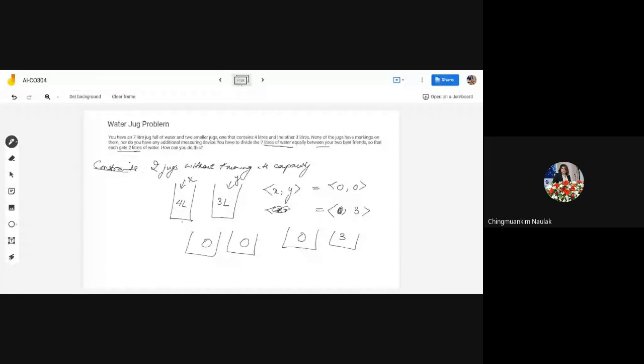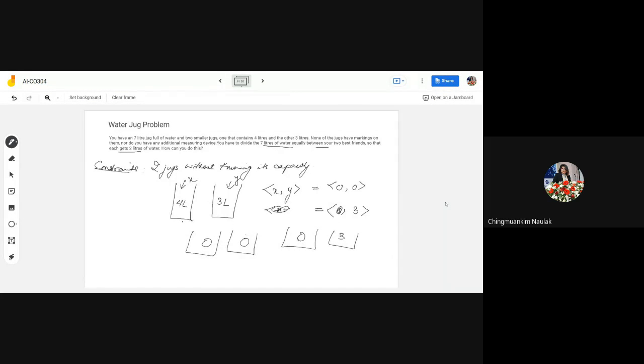Okay, let me resume. Let me do it in another way. Let me try to make both of them equal. The actual amount that the first jar can contain is 4 liters, so I can deduct one from here, and I have three here. So right now I have three in the jar.